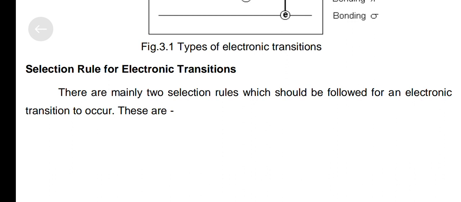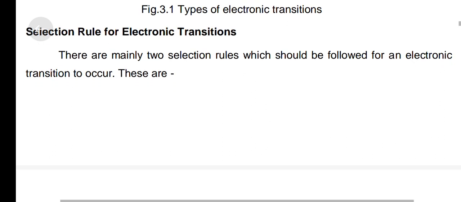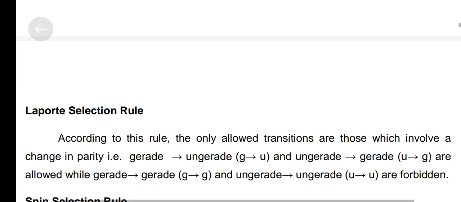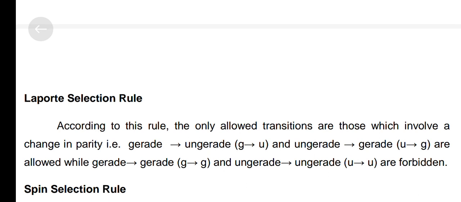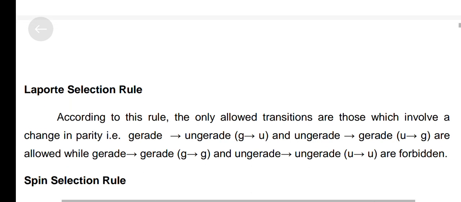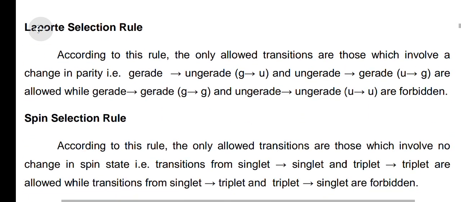There are mainly two selection rules which should be followed for an electronic transition to occur. These are the Laporte selection rule and the spin selection rule. Laporte selection rule: according to this rule, the only allowed transitions are those which involve a change in parity. Gerade to ungerade, g to u, and ungerade to gerade, u to g, are allowed, while gerade to gerade, g to g, and ungerade to ungerade, u to u, are forbidden.